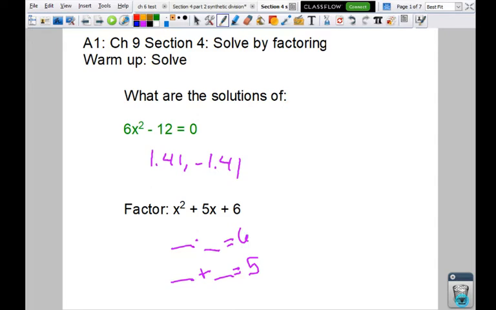So what times what is 6 and adds up to 5? 2 and 3, right? 2 times 3 is 6, and 2 plus 3 is 5. So to factor this, I get 2 parentheses, and we're going to do this more later. It's going to be x plus 2.